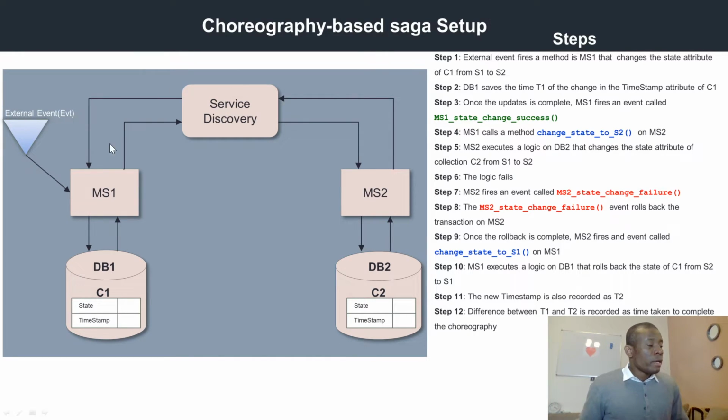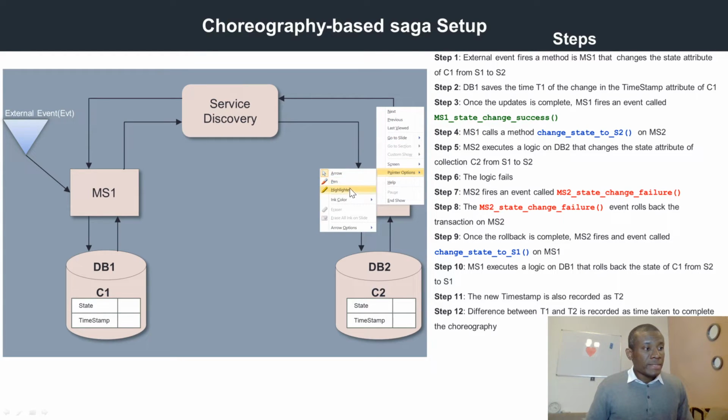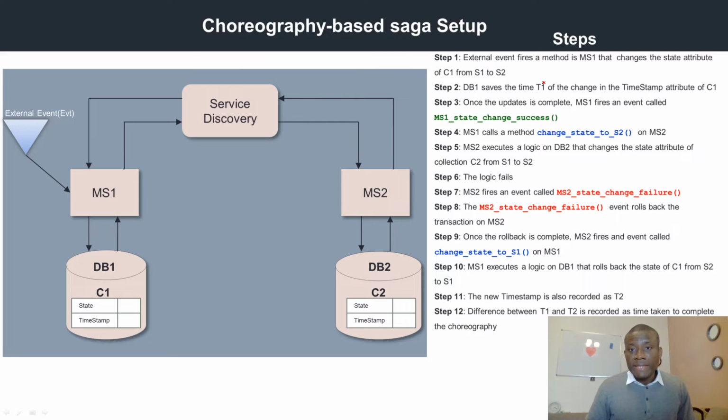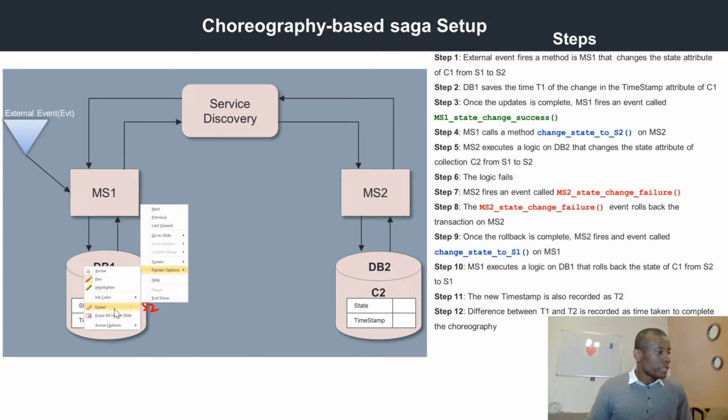Step 1 says an external event fires MS1 that changes the state attribute of collection C1 from S1 to S2. So at this point, this was previously S1, but it changes to S2. Permit me to erase it.